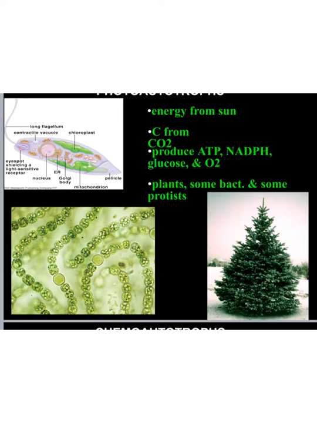All right, so there are a couple special types of organisms that we want to talk about here at the end of this chapter. These are called the photoautotrophs. These are organisms that get their energy from the sun. They get their carbon from carbon dioxide. They produce ATP, NADPH, glucose, and oxygen. So these are exactly the photosynthetic organisms that we have just talked about. These are your plants. Some bacteria carry out photosynthesis like this, and some protists carry out photosynthesis like this. But these are your very typical photosynthetic organisms that you think of when you think of carrying out photosynthesis.